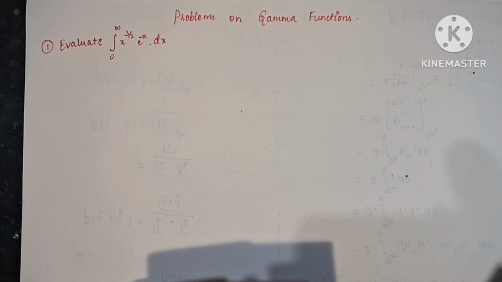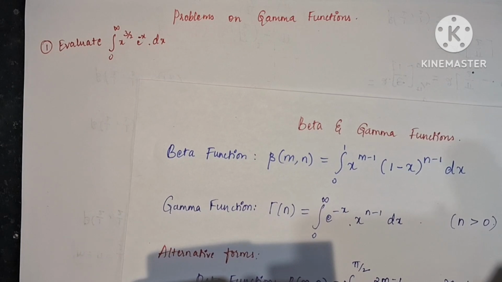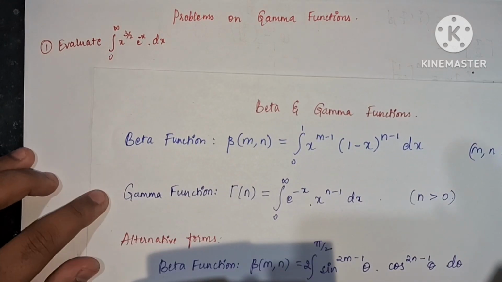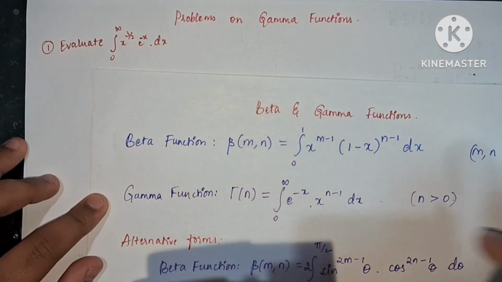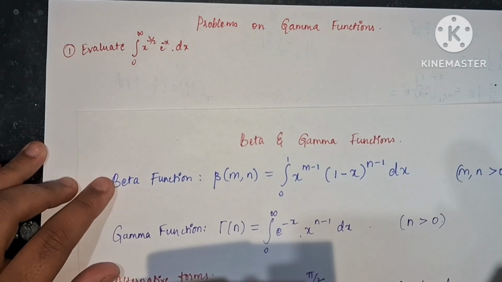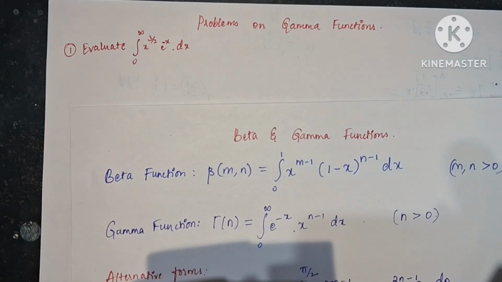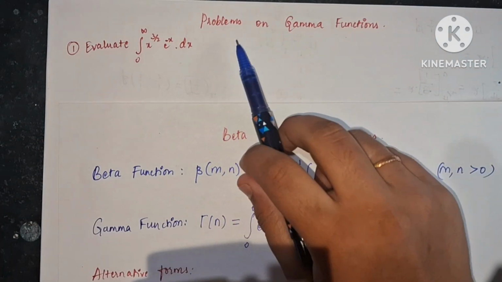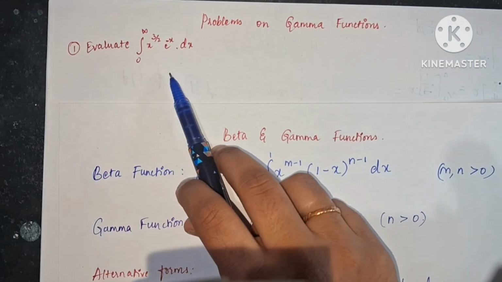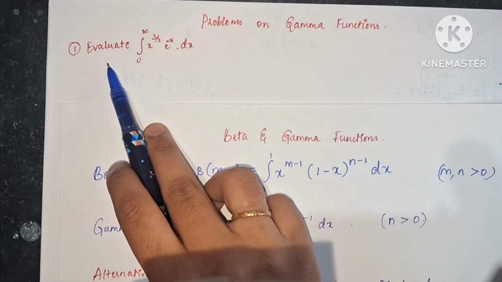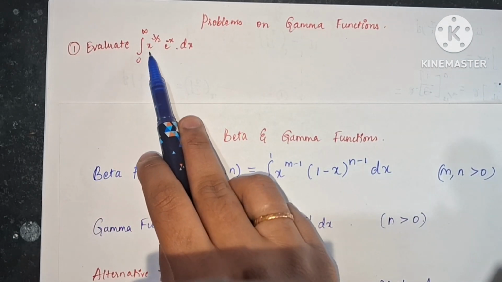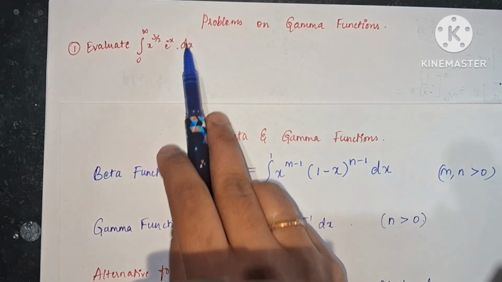Now let us solve a few problems on the gamma function so that we understand where to apply these formulas in which kind of problems. Look here, I have considered one of the questions. Most of the questions will be similar to this. These are the problems on the gamma function. They give: evaluate the integral from 0 to infinity of x to the power 3/2 e to the power minus x dx.